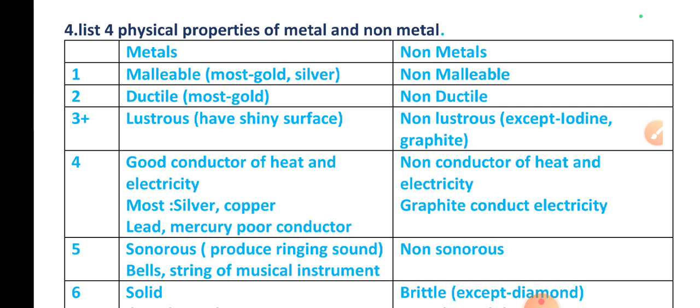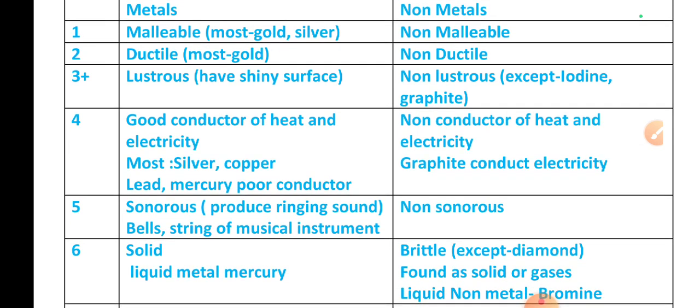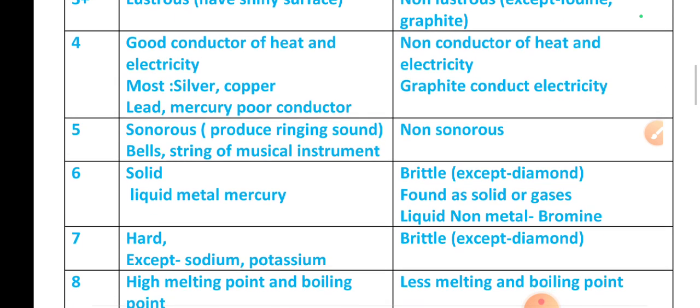Then non-metals are non-ductile. Metals have a shiny surface, that's why they are called lustrous. Non-metals are non-lustrous, but there is an exception: iodine and graphite, because iodine also has a shiny surface, and graphite also. Next, metals are good conductors of heat and electricity. Non-metals are non-conductors of heat and electricity, but there is also one exception: graphite, a good conductor of electricity.